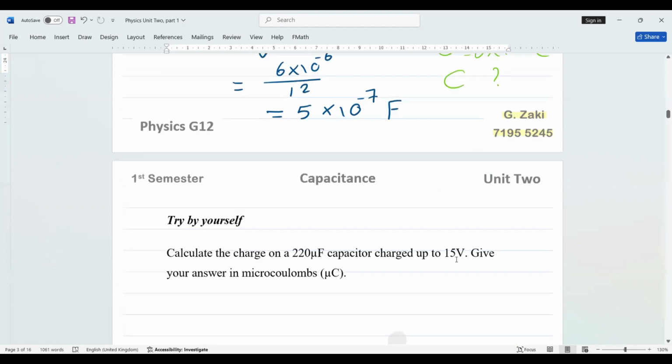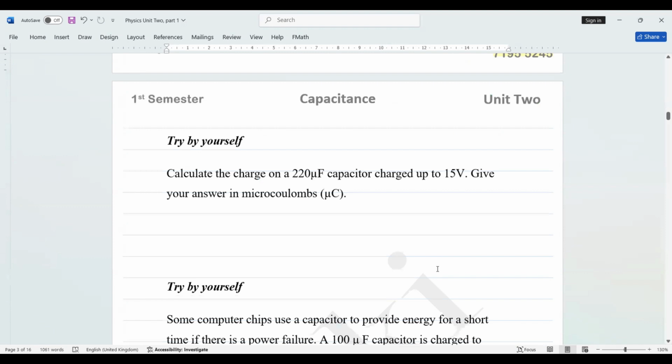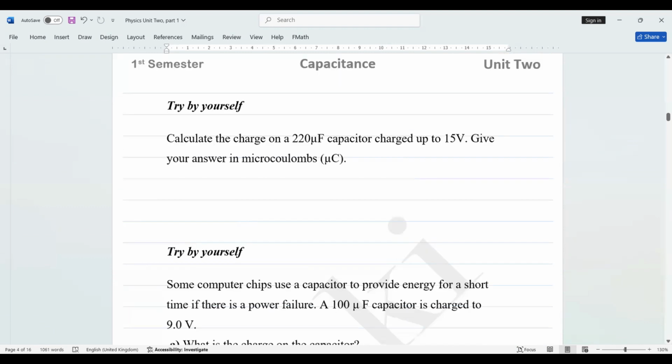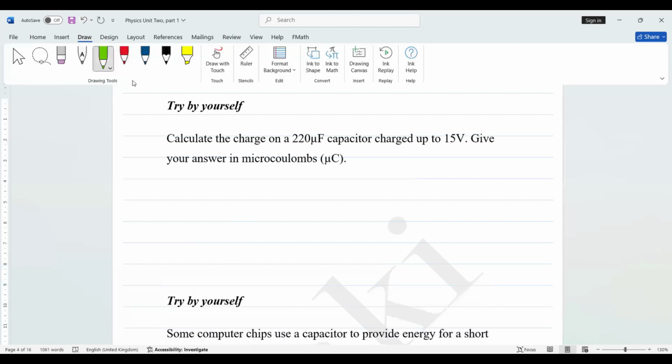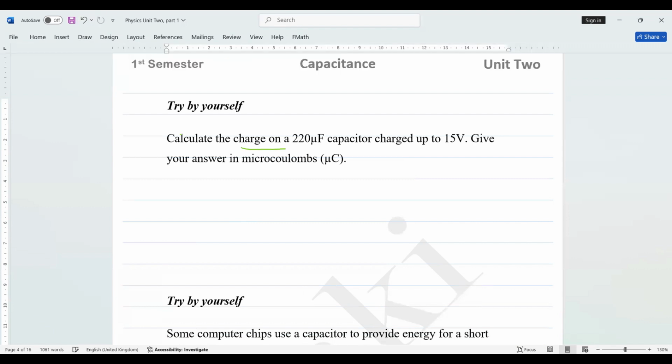Now, let's try to solve this question, please. Try. Check your answer with me. We read the question and then we write the given. Calculate the charge. Then the required is Q.